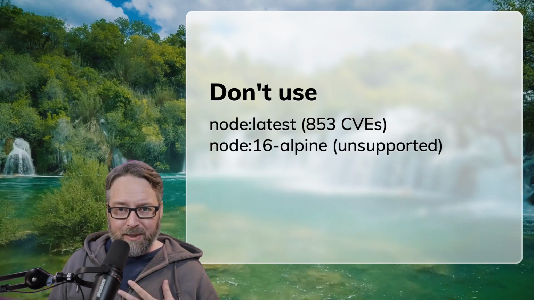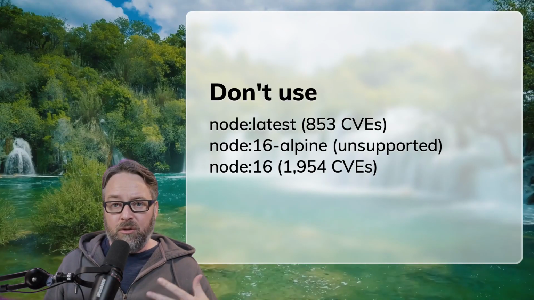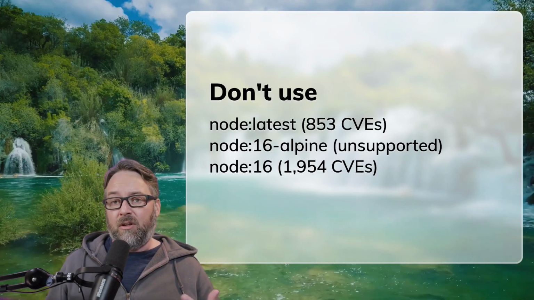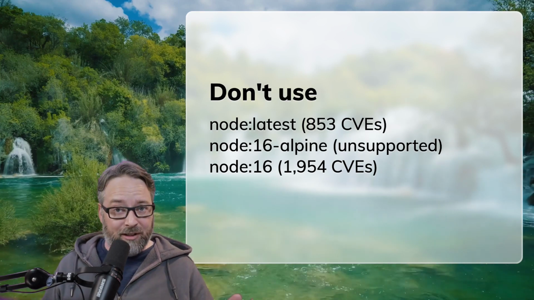And of course, you've heard my opinions on Alpine. I mentioned Node 16, nearly 2,000 CVEs, even worse than Node latest. So we just want to stay away from that as well. Now, I always use even numbers of Node. Those are considered the long-term stable releases. So 16 would be what we'd use right now. 18 is right around the corner.